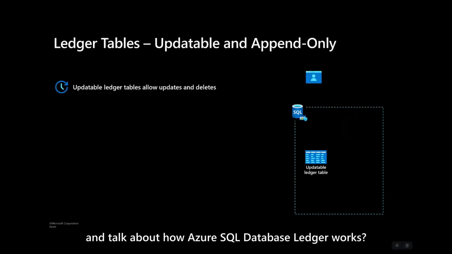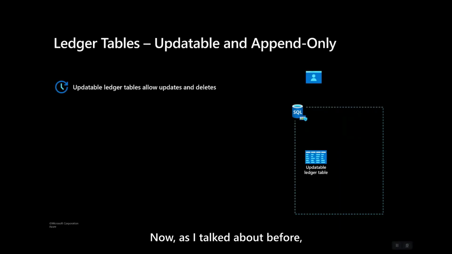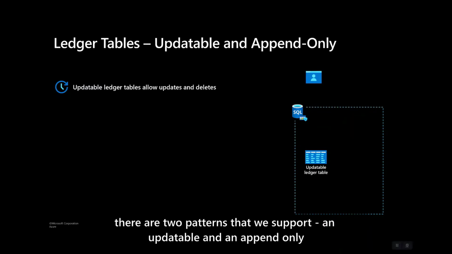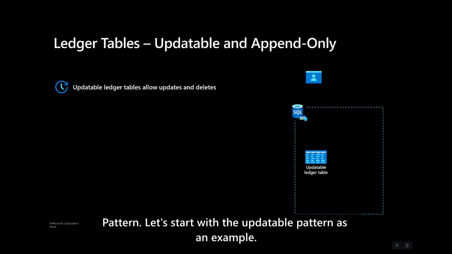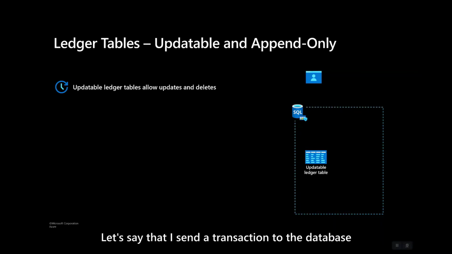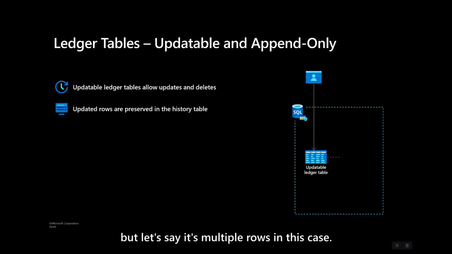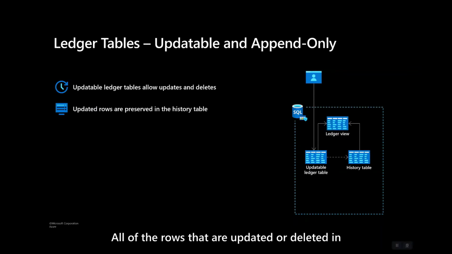works. Now, as I talked about before, there are two patterns that we support, an updatable and an append-only pattern. Let's start with the updatable pattern as an example. Let's say that I send a transaction to the database that impacts multiple rows. Could be a single row, but let's say it's multiple rows in this case. All of the rows that are updated or deleted in that transaction are moved to a history table. Now, you might say to yourself, well, that sounds a lot like temporal, and in fact it is. It's an extension of temporal functionality.